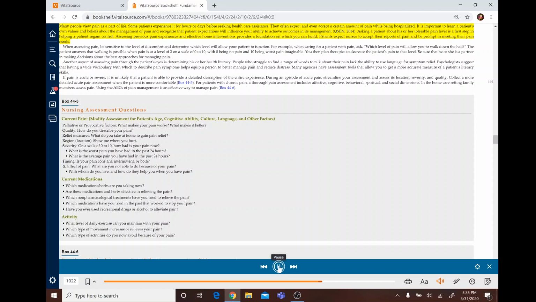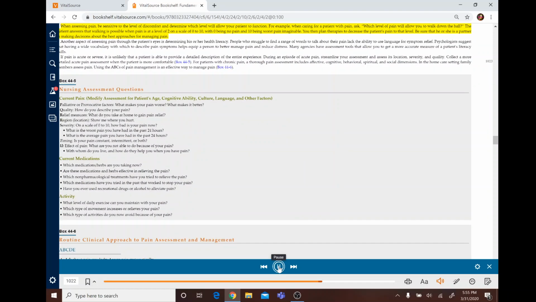Patients expect nurses to accept their reports of pain and be prompt in meeting their pain needs. When assessing pain, be sensitive to the level of discomfort and determine which level will allow your patient to function. For example, when caring for a patient with pain, ask, which level of pain will allow you to walk down the hall? The patient answers that walking is possible when pain is at a level of 2 on a scale of 0 to 10, with 0 being no pain and 10 being worst pain imaginable. You then plan therapies to decrease the patient's pain to that level. Be sure that he or she is a partner in making decisions about the best approaches for managing pain.